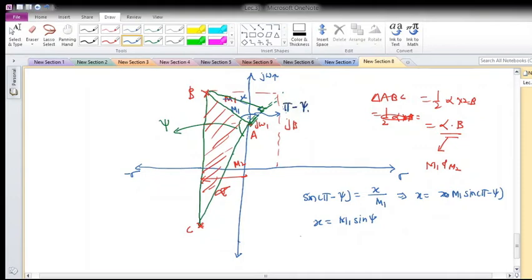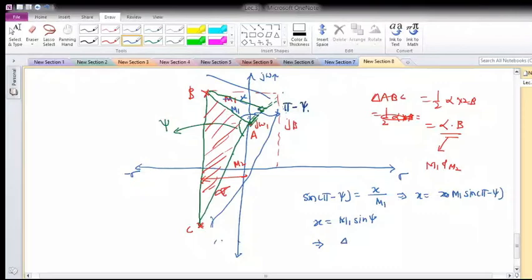Okay, and then what will be the area of the triangle? The area of the triangle will be this base, which is now m2, from here to here. And this is the height, so that I'll get it in terms of m1 m2. This is basically my image.